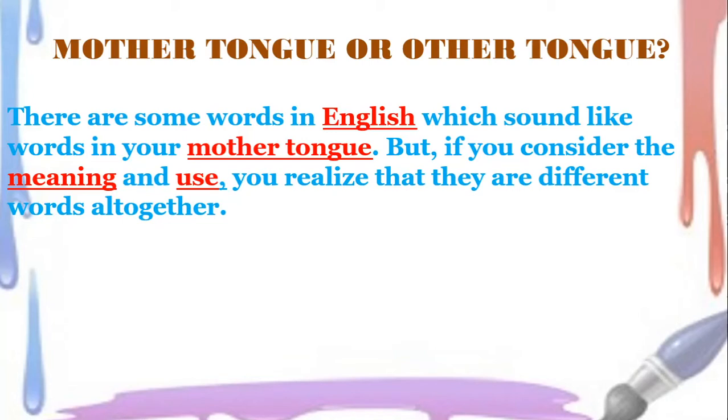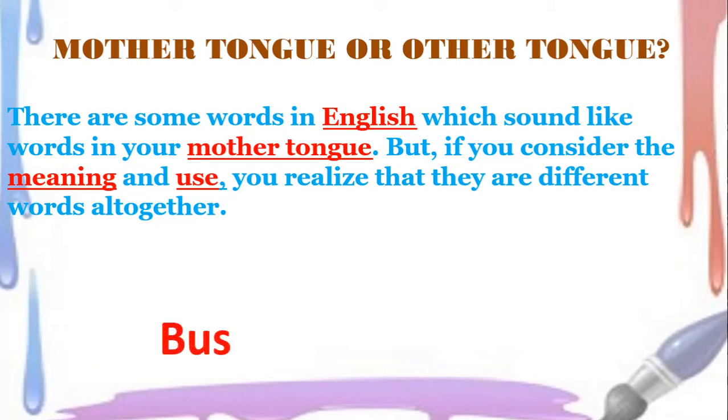Someone might speak Malayalam at home. Some of you might be speaking Bhojpuri at home. Some of you might be speaking Bangla at home. Okay? So, there are some words in English which sound like words in Malayalam or in Bhojpuri or in Bangla. But if you consider the meaning and the use, you will realize that they are different words altogether. They are totally different. Alright? As far as their meaning or their use is concerned. Let us look at a few examples.